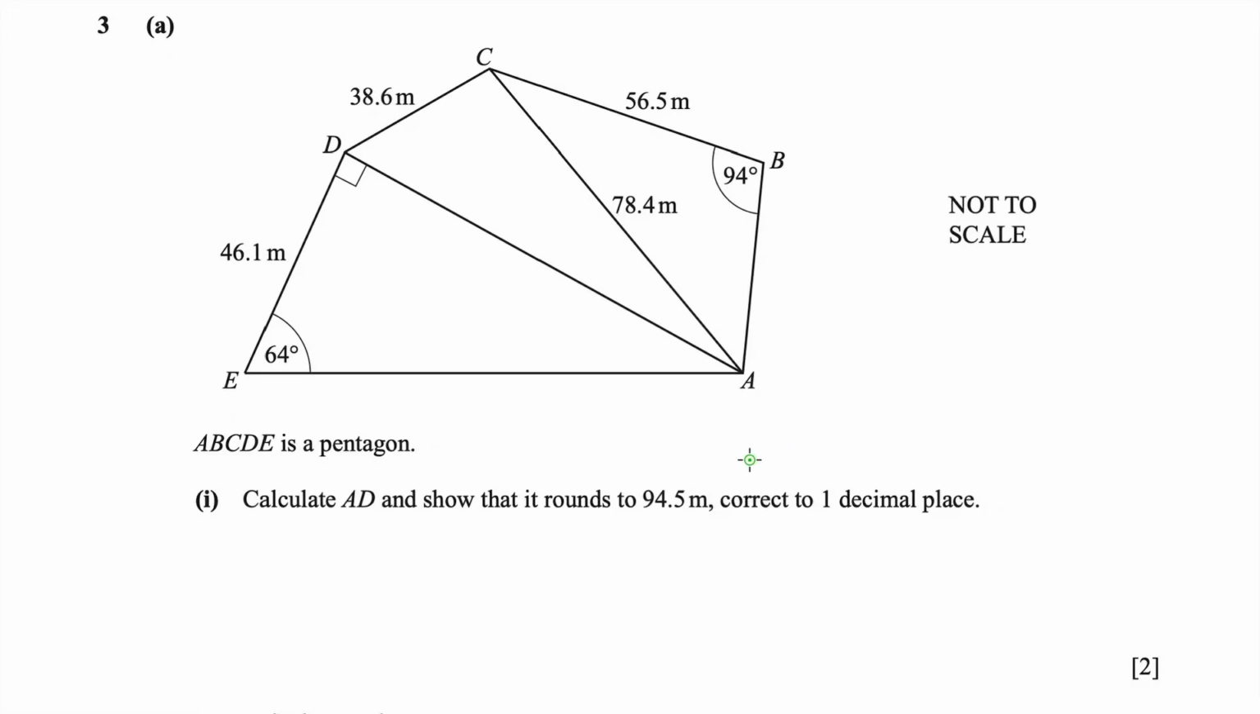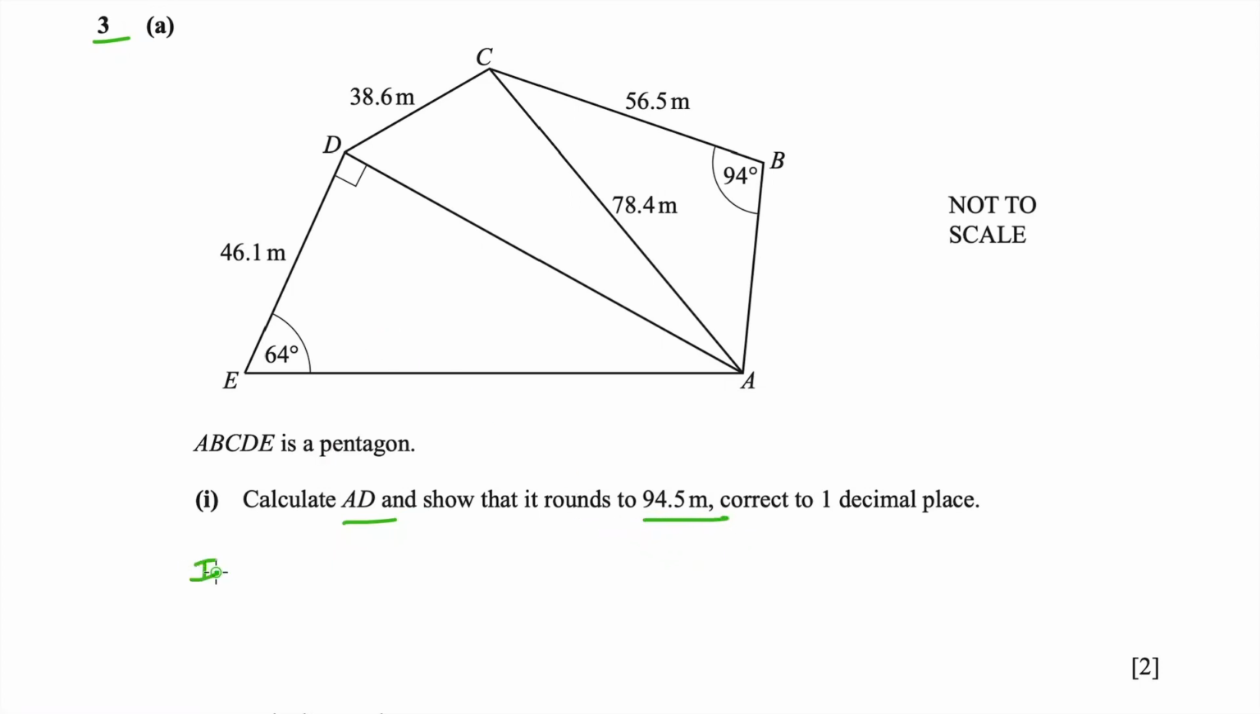Hello friends, welcome back. In this video, we are going to do question number 3. So let us start. ABCDE is a pentagon. Calculate AD and show that it rounds to 94.5 meters correct to one decimal place.